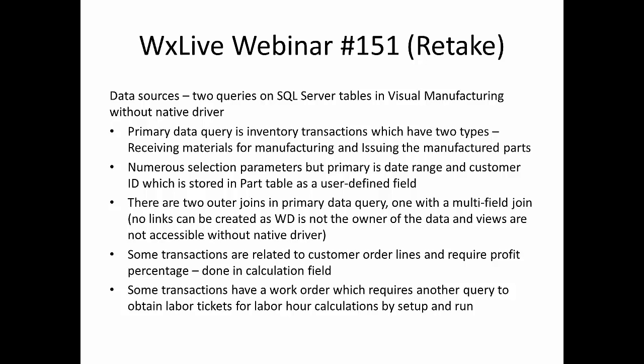This primary one has two outer joins, and we'll look at that. There are some transactions related to customer order lines, and those require profit percentage calculations. It's done in the calculation field. And some transactions have a work order, which requires a second query to get the hours for setup and run of the labor ticket.